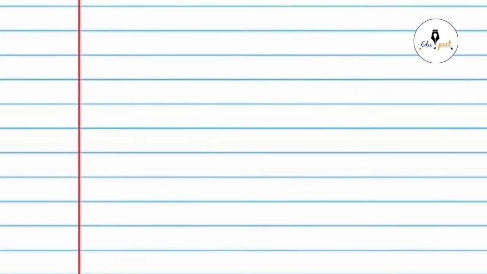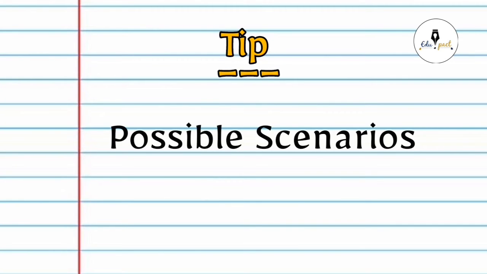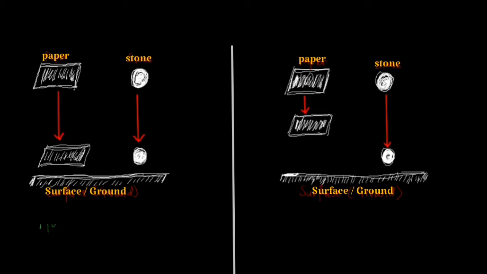In such a question, we should look at all possible scenarios and cases before reaching a final conclusion. In this problem, we'll look at two possible cases. The first one, when the medium of fall is assumed to be vacuum, and the second, when the medium of fall is not vacuum, and thus air resistance is not neglected.